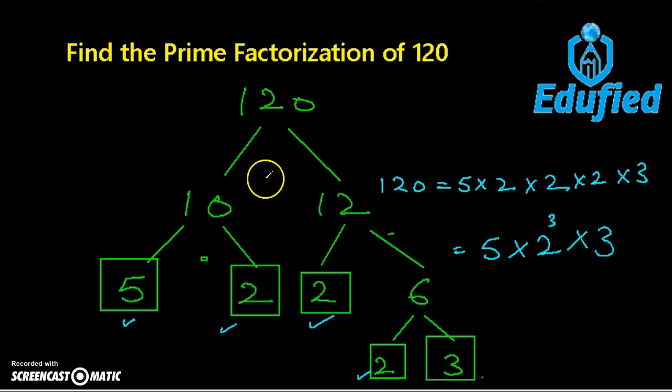And it's always good to check your answer. 5 times 2 is 10. 2 times 2 is 4, times 3. 10 times 4 is 40. 40 times 3 is 120. That means our answer is perfect.